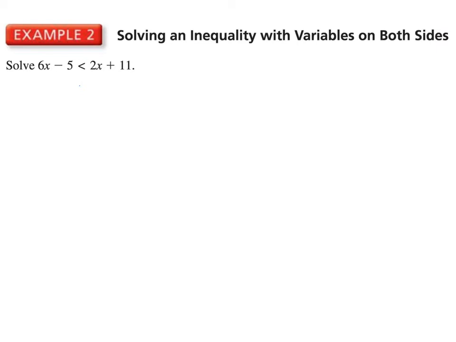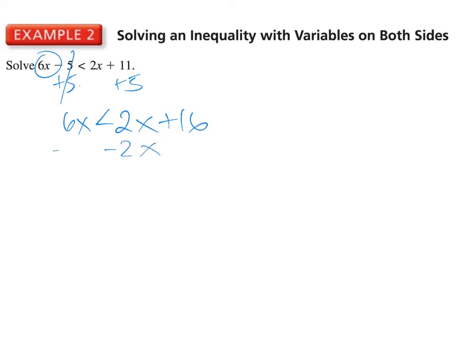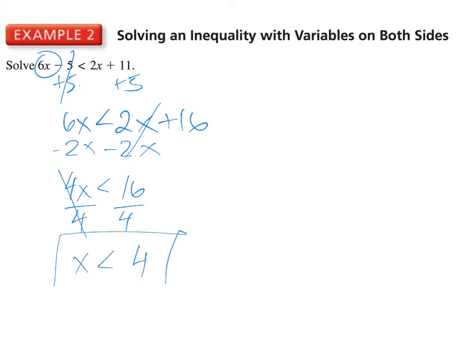First thing I like to do is isolate the variable portion on the left side. So I'm going to add 5 over. 6x is less than 2x plus 16. And then I like to keep my variable on the left side, so I'm going to move the 2x over. Subtract 2x. So 4x is less than 16. Now I divide by 4, and x is less than 4. I have solved. That's all I need to do.